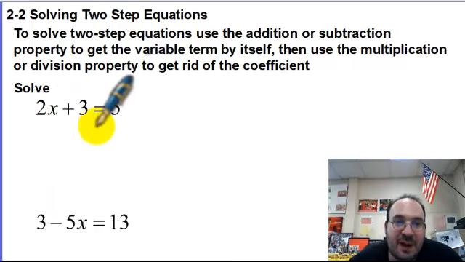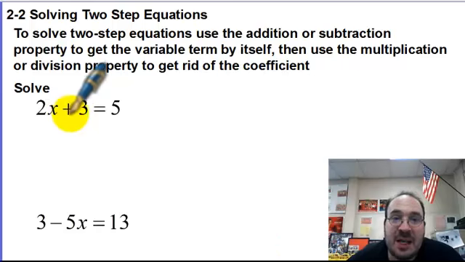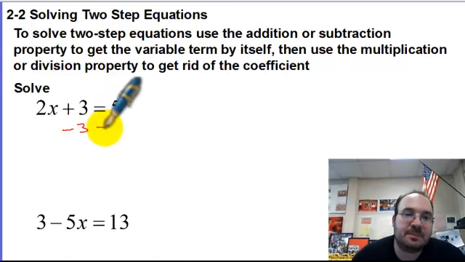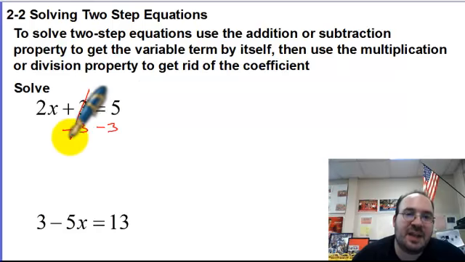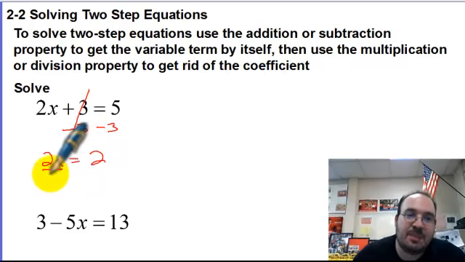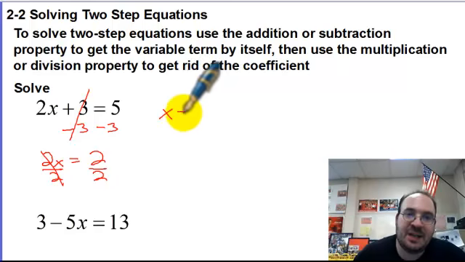2x plus 3 equals 5. What's the opposite of add 3? Subtract 3. The 3's cancel on that side, and I get 2x equals 2. And then what's the opposite of multiply by 2? Divide by 2. And I get x equals 1.